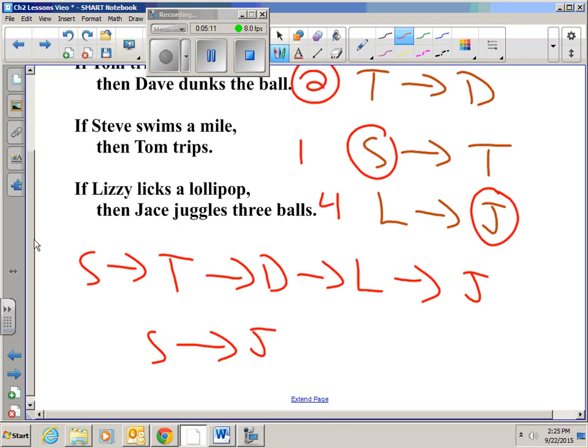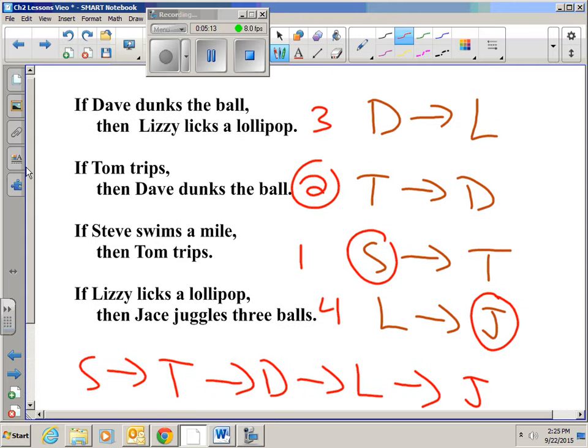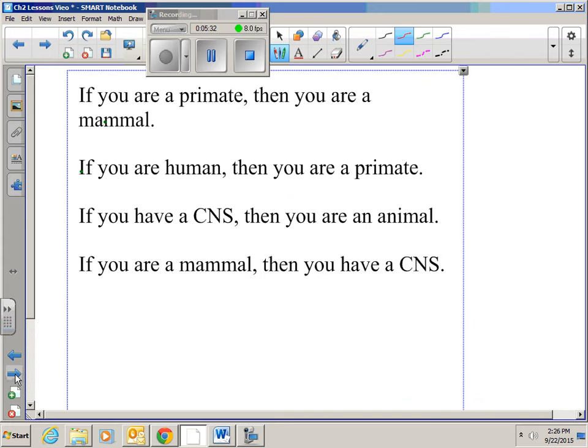Now, as we can follow this chain right through, if Steve swims, then Tom trips, which means Dave dunks, which means Lizzie licks, and then Jace juggles. Okay? You guys try this one. Go ahead and see if there are only 3 statements here. See if you can come up with a syllogism.